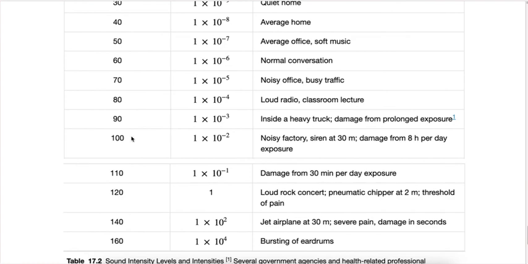So you might think 100 decibels, that's a factory. A loud rock concert's 120 decibels. That's not that different. 100 and 120, that is very different. That's 20 decibels bigger. That means it's 100 times louder, 100 times more intense, 100 times the energy per second per square meter is being emitted.